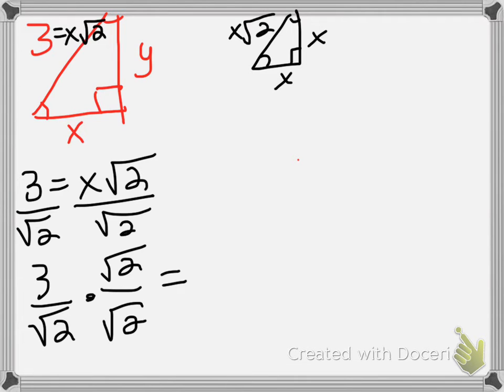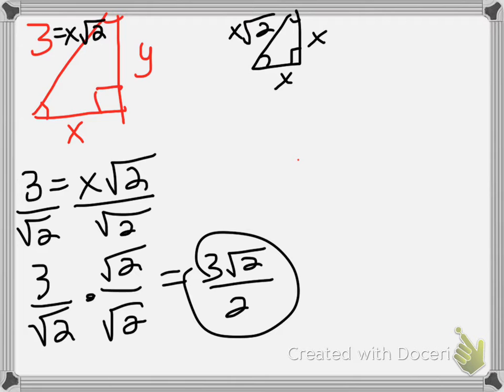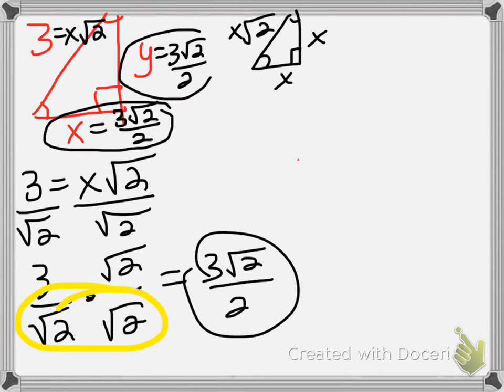So in order to get the square root out of the denominator, we just have to multiply by square root of 2 over square root of 2. So our final answer is 3 square root of 2 over 2, because the square roots on the bottom cancel and they just become 2. When you have two identical square roots, they cancel and just become that whole number. So x is 3 square root of 2 over 2, and y is 3 square root of 2 over 2.